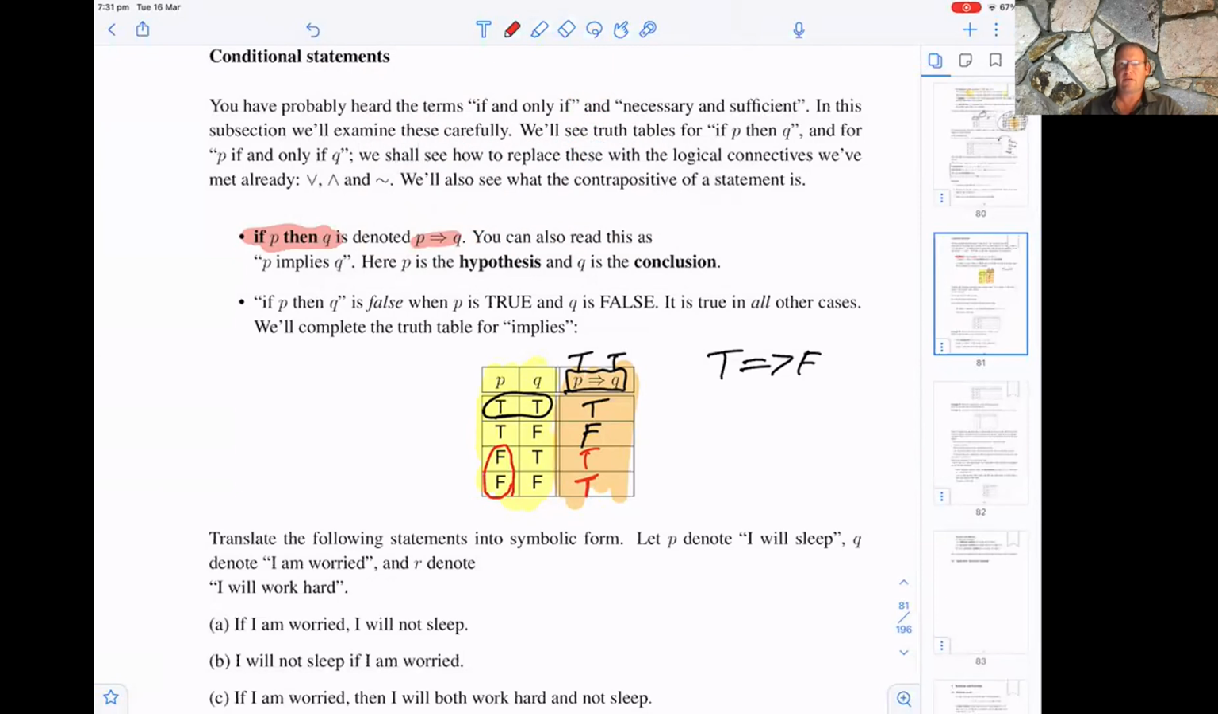Sorry, that's wrong. I just made a mistake. So if I'm false, and this is true, then that's fine because with this being false, well, that's just how it's defined. With this one being false, and this one being true, that's okay. But if I'm false and false, okay, that's also true.